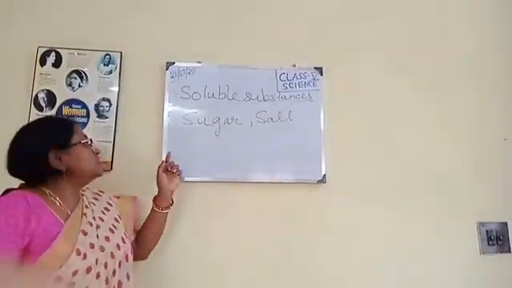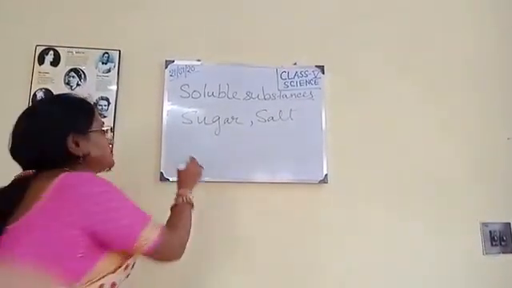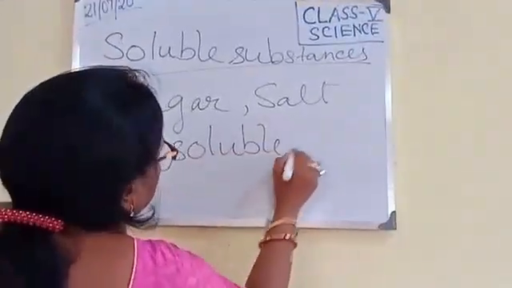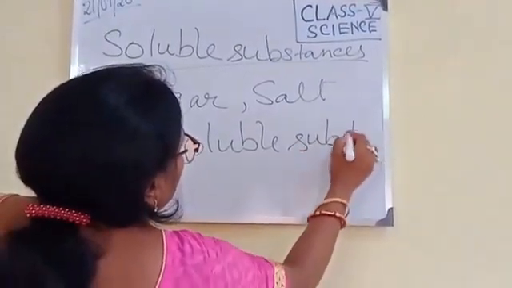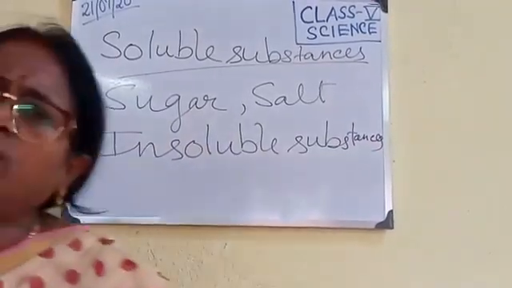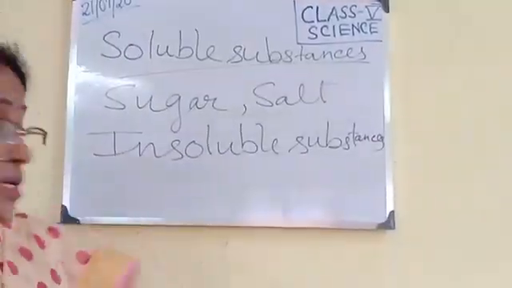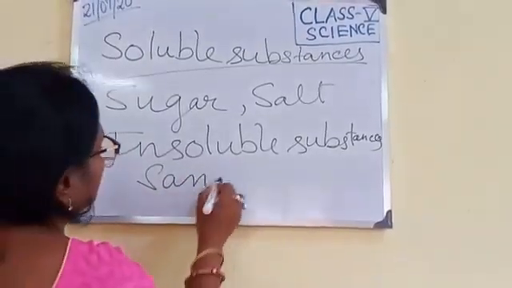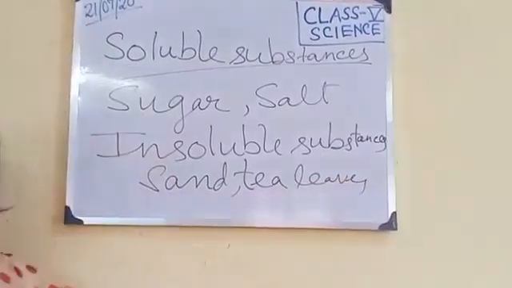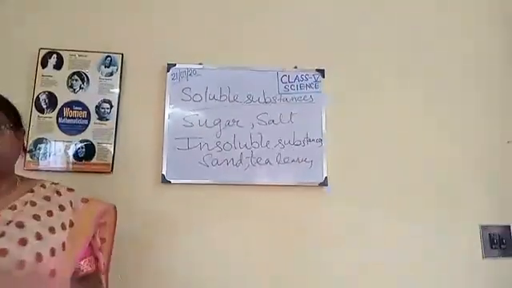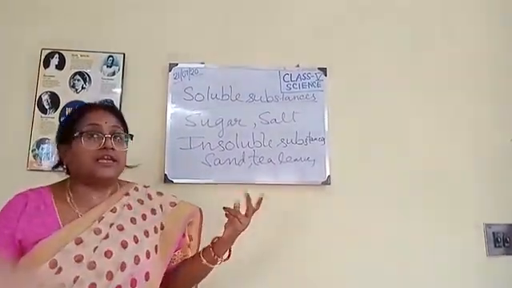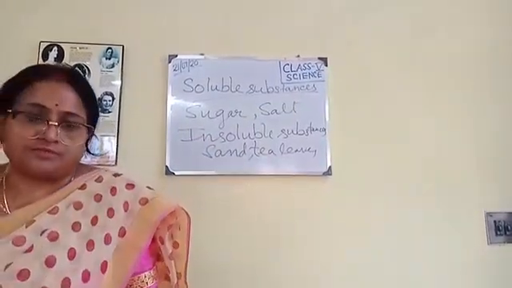Now students, I'll go for insoluble substances. Insoluble substances are the substances that do not dissolve in a liquid or in water. Sand and tea leaves or mud are the examples of insoluble substances. Why? Because they cannot dissolve in water.